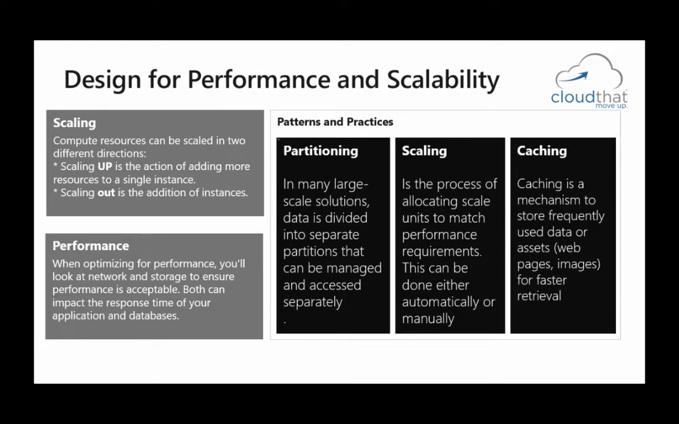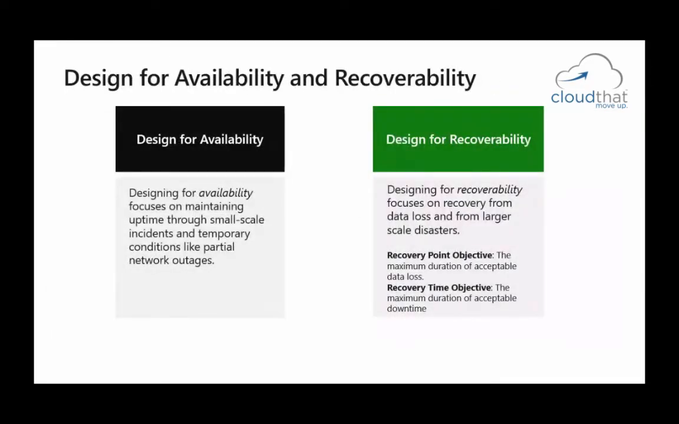Correct. Let's look at the next pillar for your best architecture, or architectural consideration. The next pillar is availability and recoverability. You must design your data solution for availability and recoverability. You must focus on maintaining the uptime through small scale incidents and temporary conditions such as network outage.